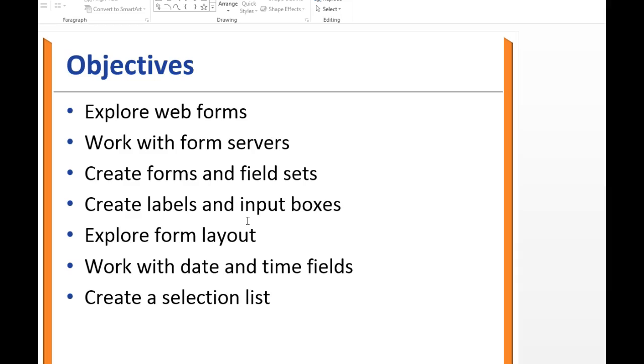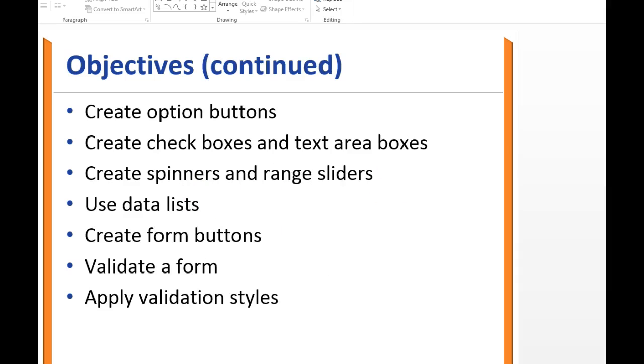We're also going to talk about how to work with date and time fields. Also, we will talk about selection lists in the forms. We will also discuss button options, as well as how to create checkboxes and text area boxes. We will also talk about how to create sliders, range sliders and spinners. We will discuss data lists, and of course we will create the form buttons, and we will learn about validating a form and applying some of the validation styles.